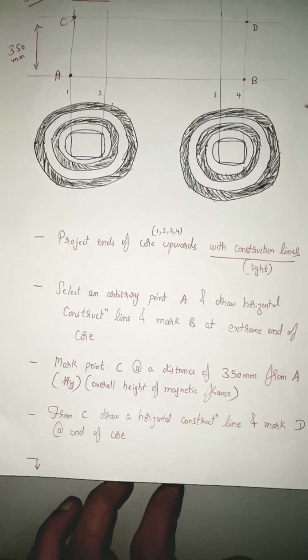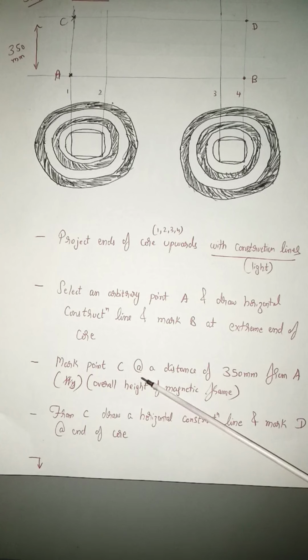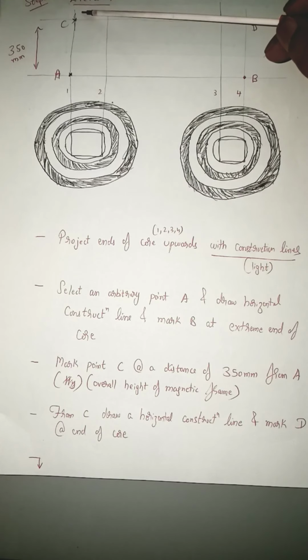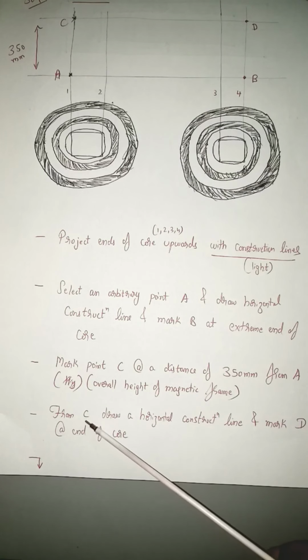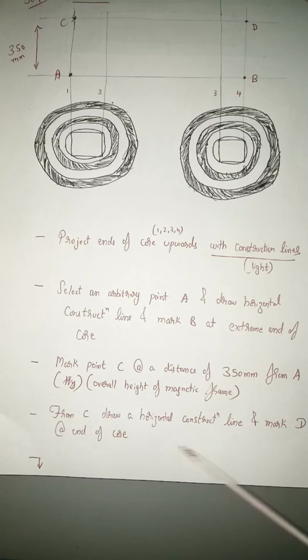Then the next step is to mark point C at a distance of 350 mm from A, because we know the overall height of the magnetic frame. Then the last step is, from C, draw a horizontal construction line and mark D at the end of the core. Whatever you did for B, you'll do the same thing here. So I got the points A, B, C and D.